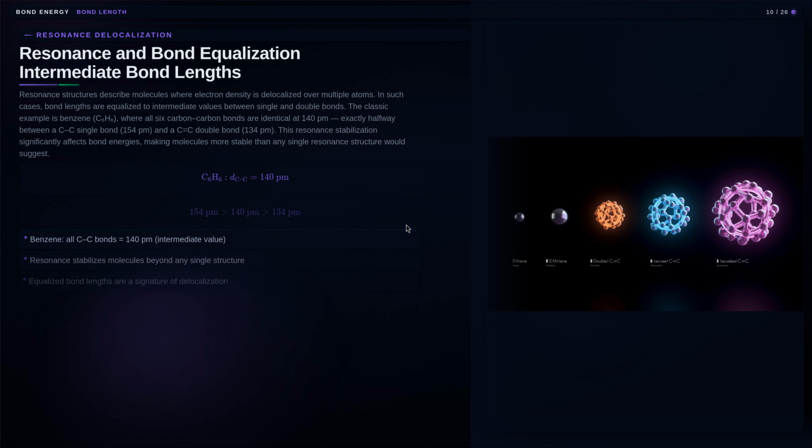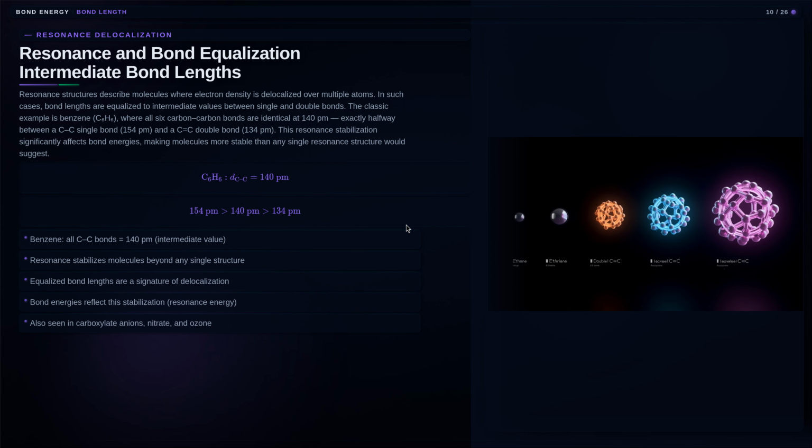Resonance structures describe molecules where electron density is delocalized over multiple atoms. In such cases, bond lengths are equalized to intermediate values between single and double bonds. The classic example is benzene, where all 6 carbon-carbon bonds are identical at 140 picometers. This is exactly halfway between a carbon-carbon single bond at 154 and a carbon-carbon double bond at 134 picometers. This resonance stabilization significantly affects bond energies.